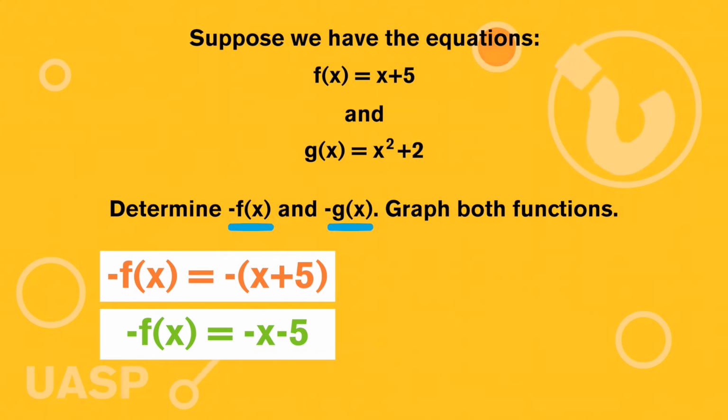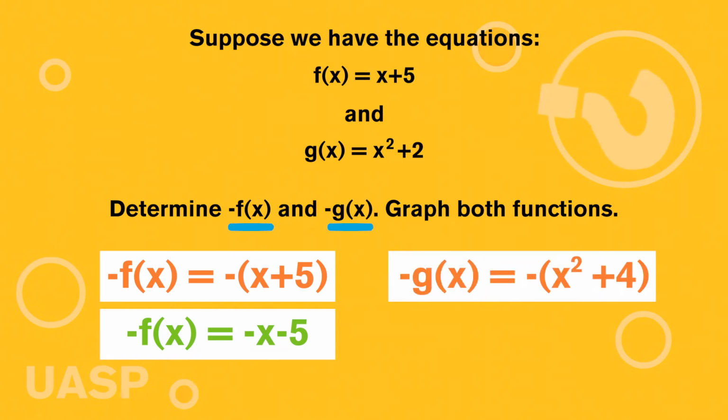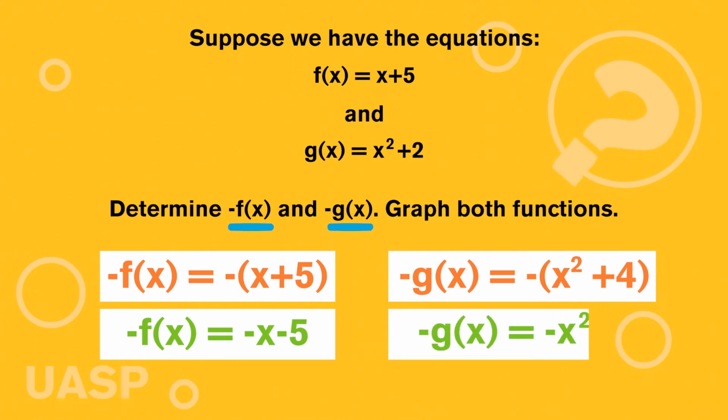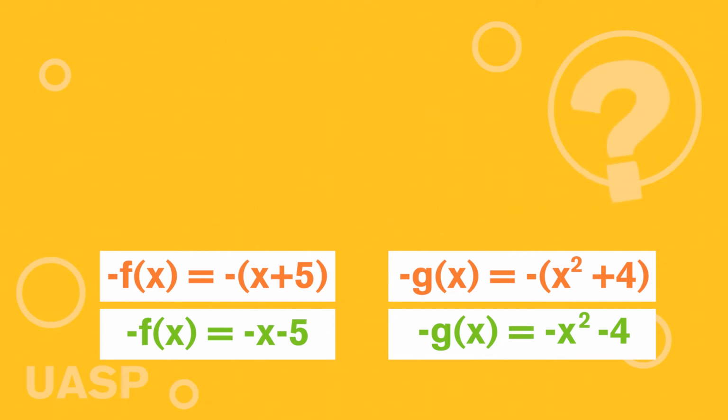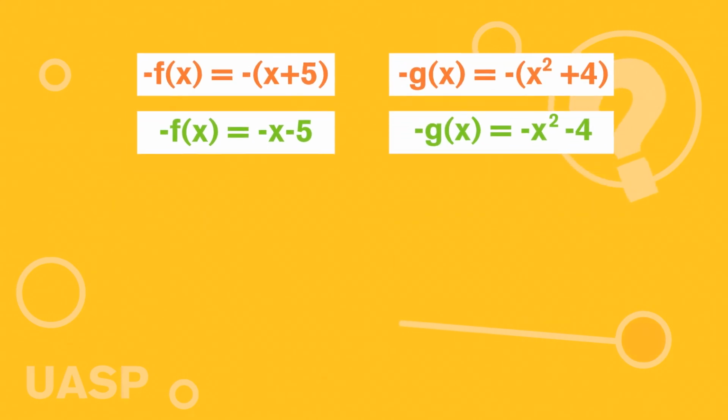If we go ahead and look for the g of x, we'll just do the same exact thing. So we have negative g of x, put our negative sign, and then in parentheses, we have x squared plus 4. And then we distribute that negative like we did for f of x. So then we'll have negative x squared minus 4. Perfect. Now from here, we're going to graph both of the functions and then look at the relationship between a regular function and the negation of that function.